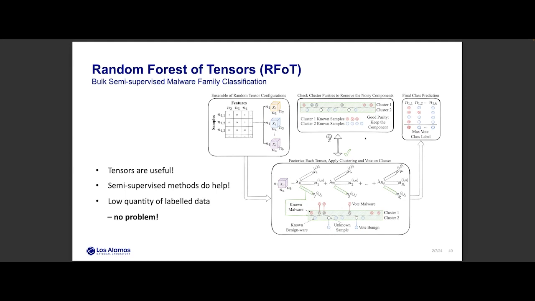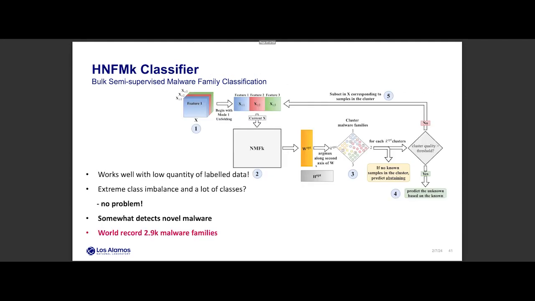But it was kind of slow because I have so many tensors to decompose. So we then looked at another approach, which we call the HNMFk classifier. This one also worked well under a low quantity of labeled data. But in addition to what we did with random forest of tensors, this also turned out to be able to work under extreme class imbalance. And if you have thousands of classes, it can still work.